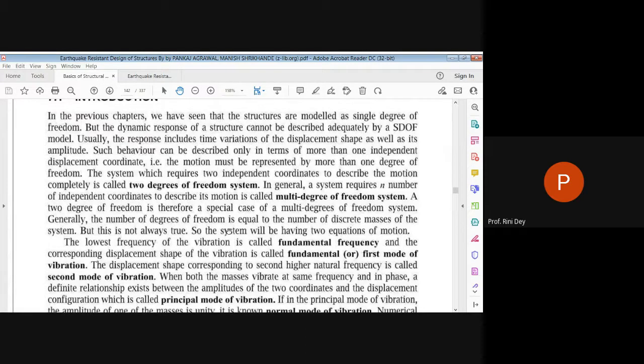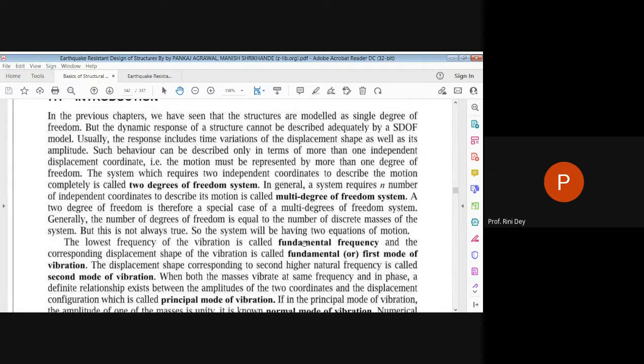Generally, the number of degrees of freedom is equal to the number of discrete masses of the system. So there is another easy way to calculate the degree of freedom of a system: look at how many lumped masses are situated in the system. Each individual lumped mass will have its own inertial property, which will try to create its own motion. So each will have its own degree of freedom, the independence to move in a certain direction. But this is not always true.